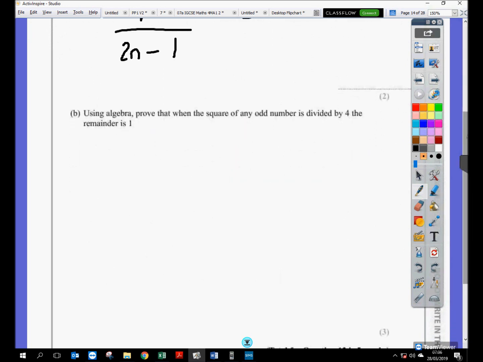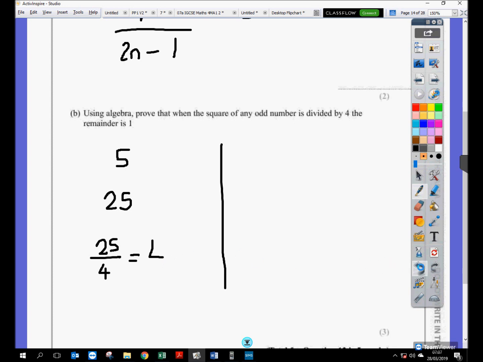Using algebra, prove that when the square of any odd number is divided by 4, the remainder is 1. Okay, so let's have a look at this with numbers. The square of any odd number. So let's take an odd number, 5, squared is 25. Then divided by 4. So 25 divided by 4 is, how many 4s are in 25?